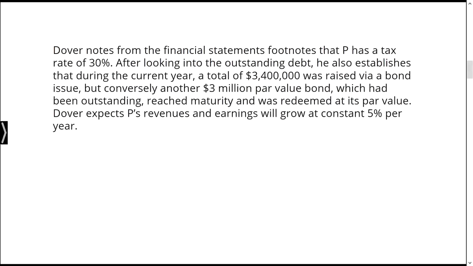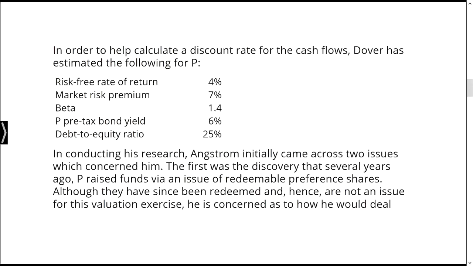This here is all information, bond issue and repayment. Looks like that's useful for free cash flow to equity. We've got a tax rate that probably is going to be useful. We've also got growth here. So again, looks very much like we're going to be doing a calculation. To help with the discount rate for cash flows, well, we know for free cash flow to the firm, free cash flow to equity, that's either going to be WACC or cost of equity. Not sure which yet.